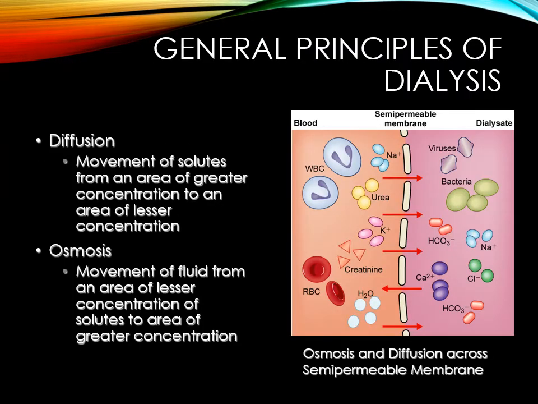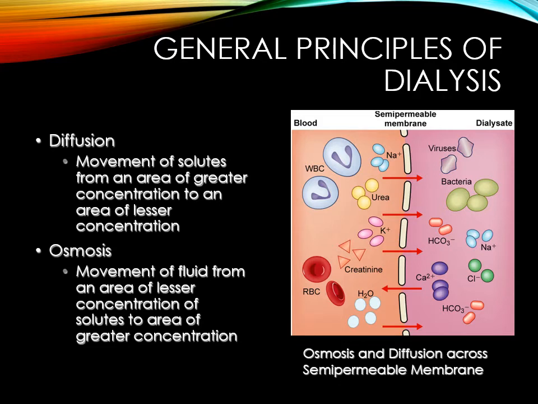The general principles of dialysis are that solutes and water move across the semi-permeable membrane from the blood to the dialysate, or from the dialysate to the blood, in accordance with concentration gradients. In kidney failure, urea, creatinine, uric acid, and electrolytes such as potassium and phosphate move from the blood to the dialysate with the net effect of lowering their concentration in the blood.